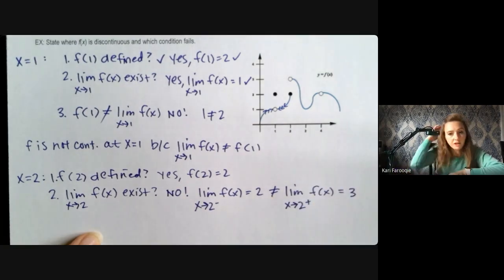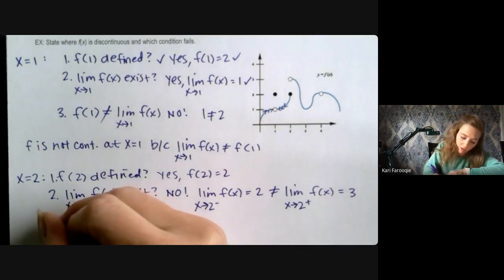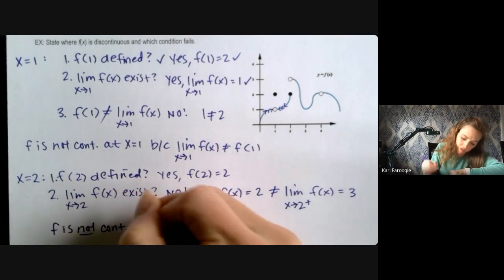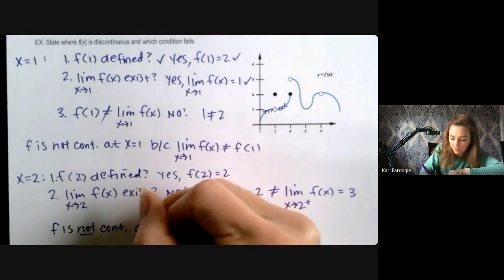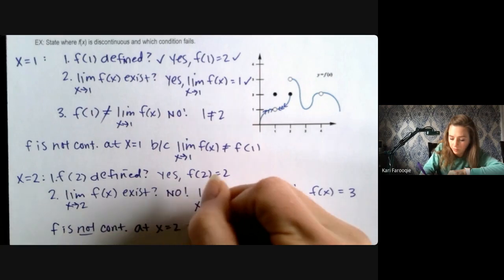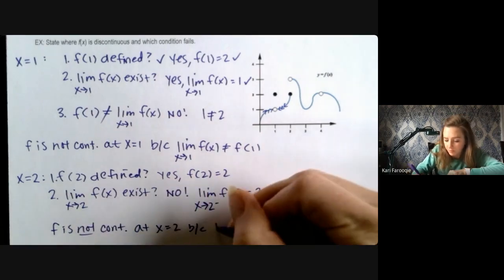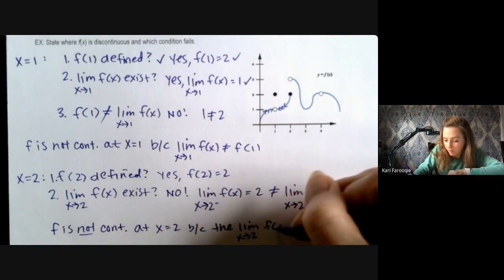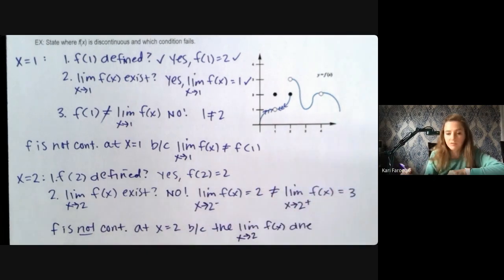So the one-sided limits do not agree. Therefore, the limit does not exist. Thus, f is not continuous. You can abbreviate that at x equals 2 because the limit as x approaches 2 of f of x does not exist. Okay.